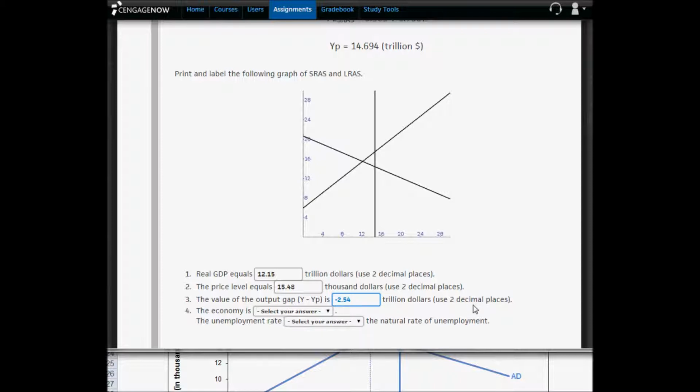Because real GDP is less than potential, the economy is in a recessionary gap. And because the economy is in a recessionary gap, the unemployment rate is greater than the natural rate of unemployment.